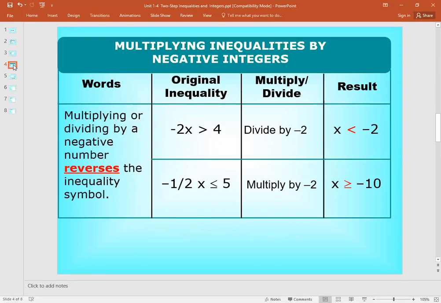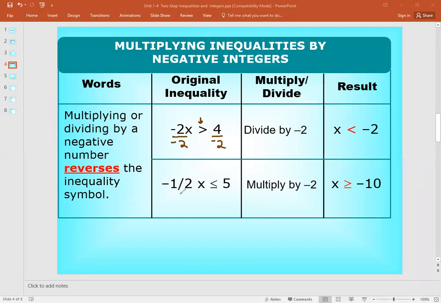When we multiply or divide by a negative number, it reverses the inequality symbol. Okay, so if I had something like -2x is greater than 4, and I want to divide by -2, then that means that this symbol will change directions. So as soon as I divide by any negative number, in this case -2, we end up with x less than -2. That symbol changed from greater than to less than.